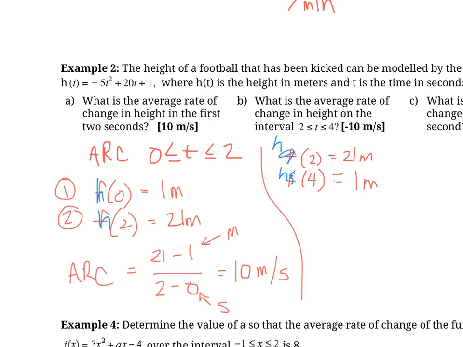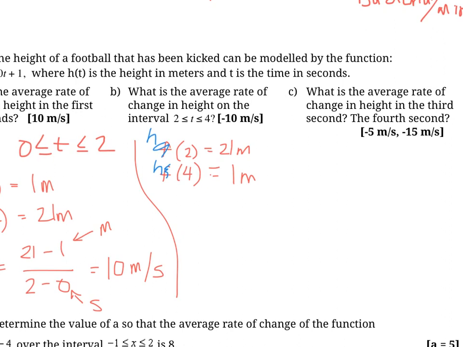So when we're solving this one, it's the same idea, y2 minus y1 over x2 minus x1. So our average rate of change is just going to be 1 minus 21, right? If this is our second value and this is our first value, 1 minus 21 over 4 minus 2, that gives us an average rate of change of negative 10 meters per second.